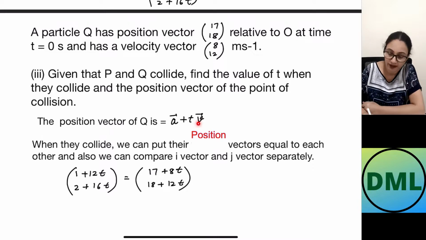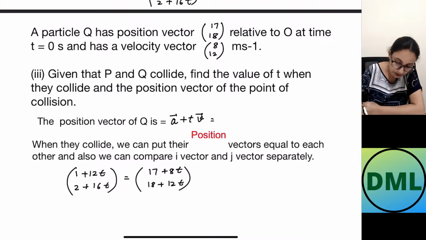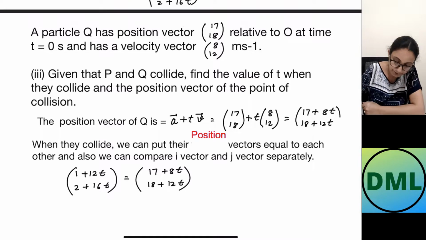A plus t times velocity vector v. So the initial position A is (17, 18) and the velocity vector is given to us as (8, 12). Let's substitute the values here. So that will be written as (17, 18) plus t times the velocity vector (8, 12). If I solve it, that will be written as (17 + 8t, 18 + 12t).